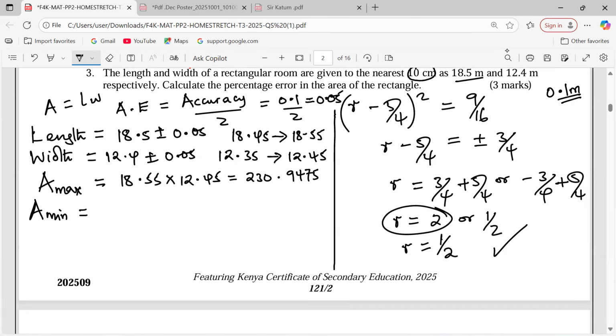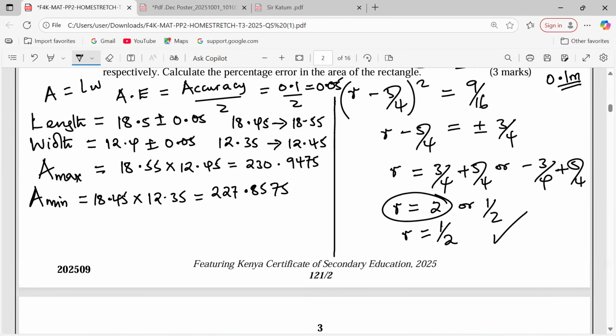We also talk about area minimum. Area minimum is given by the product of the lower limits of both dimensions, 18.45 multiplied by 12.35, and this gives us exactly 227.8575 meters squared.